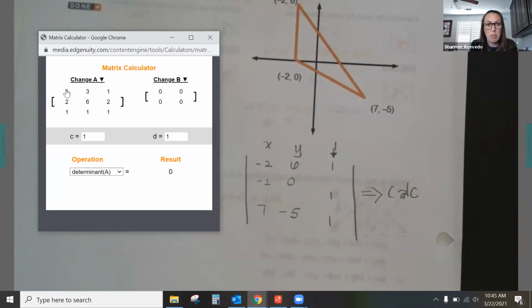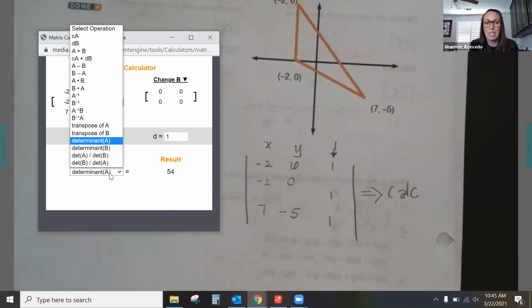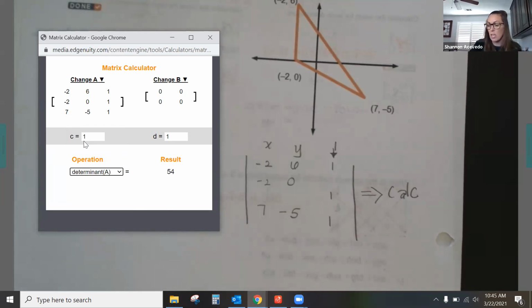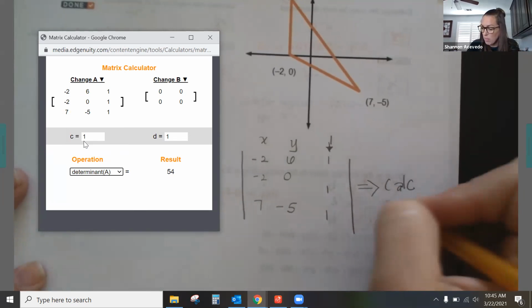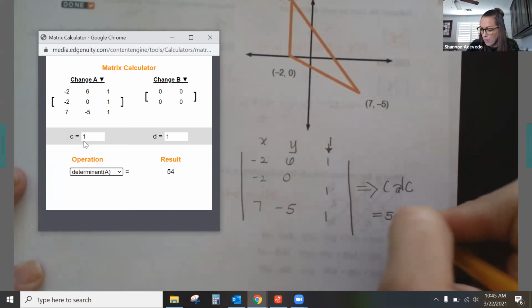There it is. So I'm going to plug in my values: -2, 6, 1; -2, 0, 1; and 7, -5, and 1. And I see right here that my determinant is 54. As soon as I hit that last one and I hit enter, it automatically recalculates, or you could just select it if it's not changing. So this value is 54.